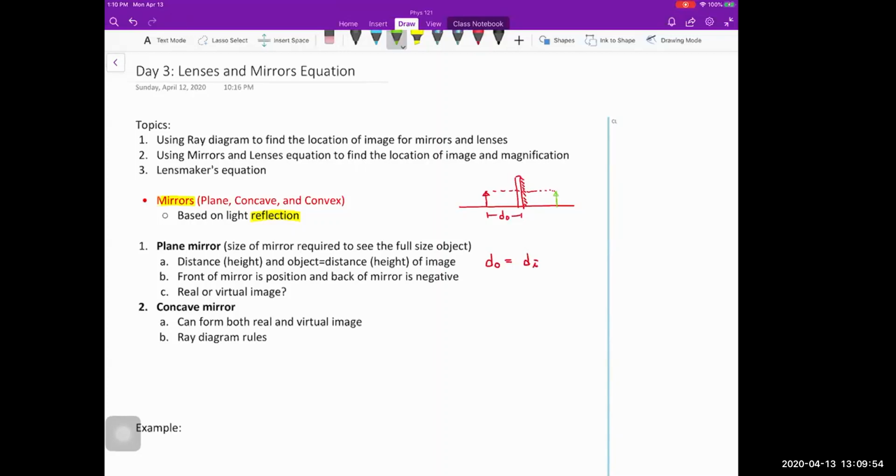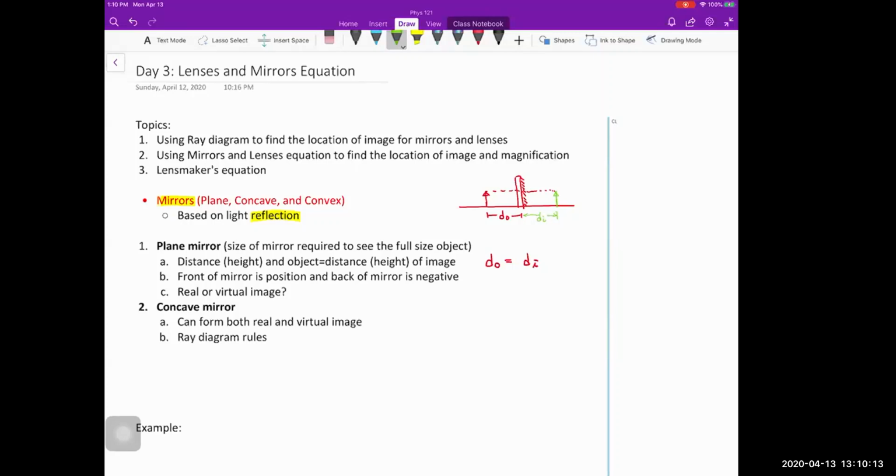And the DI is going to be the distance of the image away from the mirror, okay? It's away from the mirror. Same thing for the lens. When you find a distance, it's the distance from the object or the image to the mirror or to the lens.